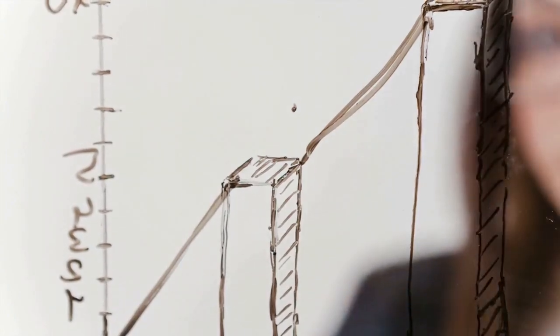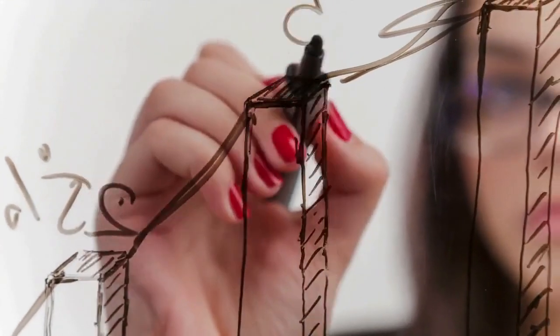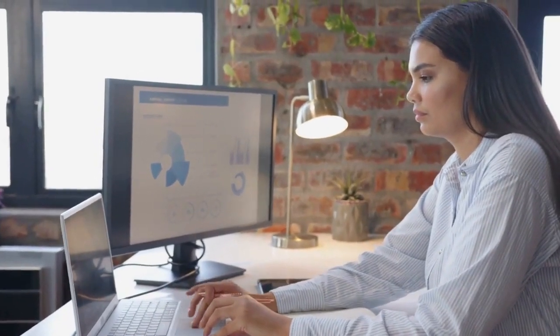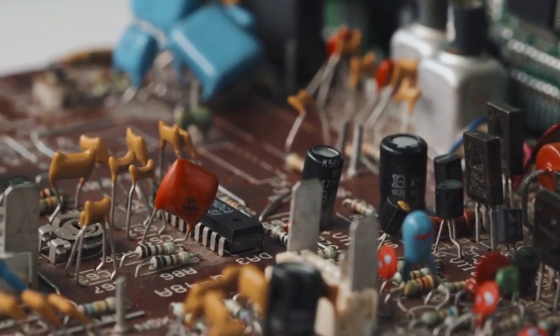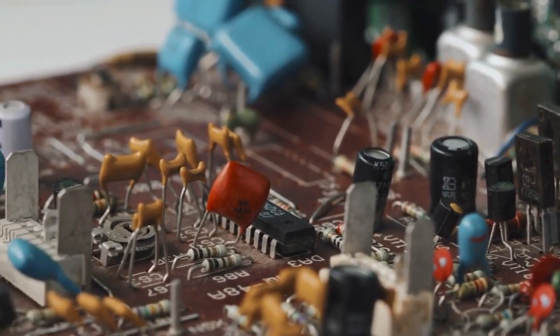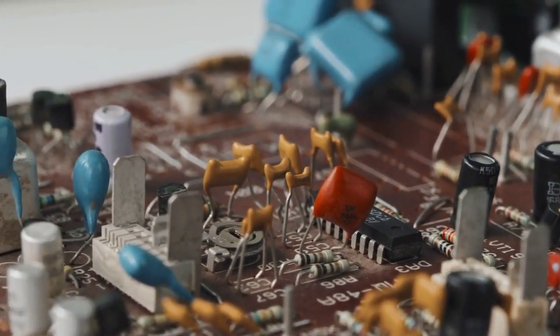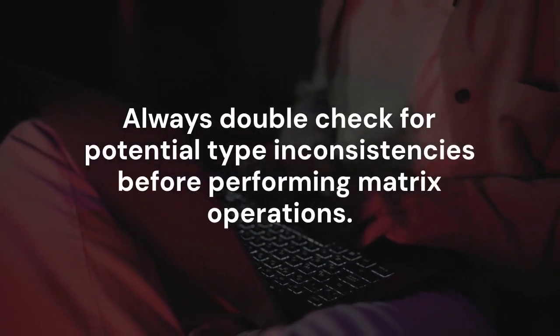If you are loading data from datasets, ensure the data types are consistent during pre-processing. Standardize the data types early in your pipeline to prevent unexpected errors later. If loading numerical data from a .csv file, ensure all columns being used for matrix multiplication have consistent types before converting to tensors. Always double-check for potential type inconsistencies before performing matrix operations.